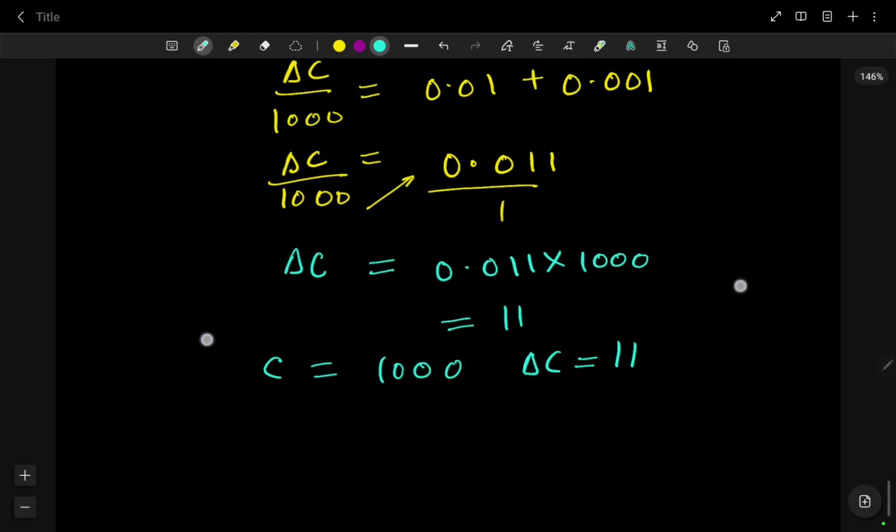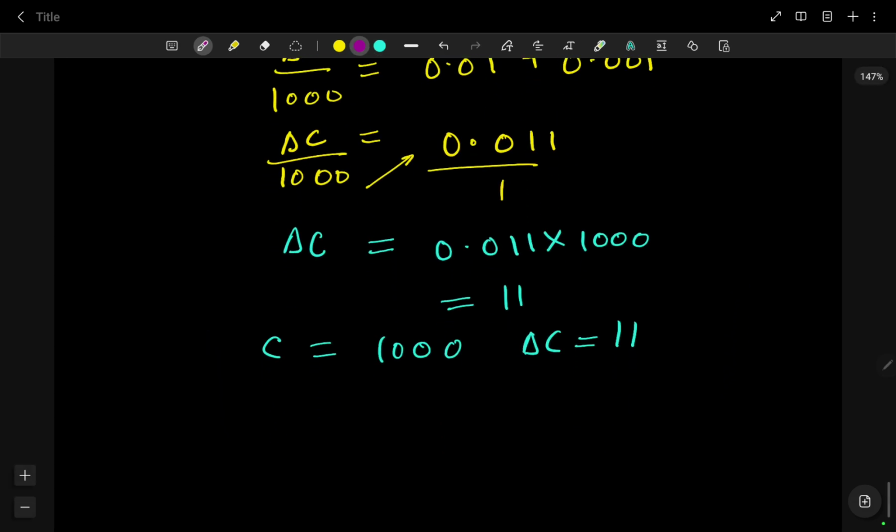Now let us write it finally. Finally, how do we write it? Again, we follow the same rule. Our absolute uncertainty must be rounded off to 1 sig fig. Okay, but 11 has 2 sig figs, so I'll round it to 1 sig fig as 10. So it will become 10. Okay, now my uncertainty is 10.